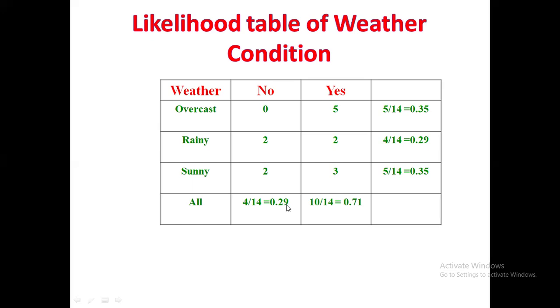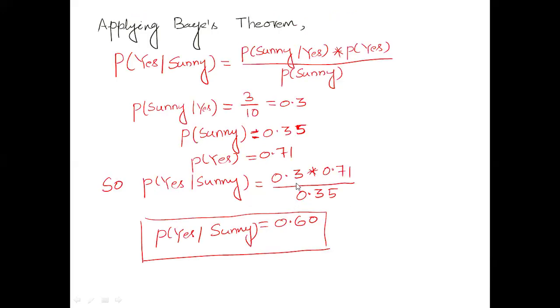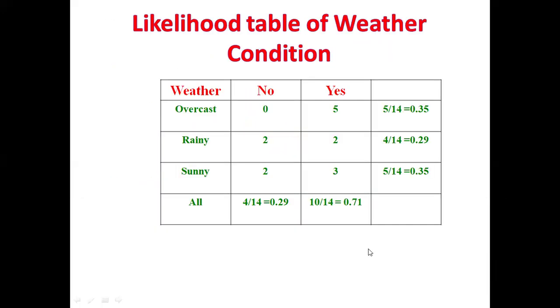And if you are adding these values, 0.35, 0.29 and 0.35, we have to get the probability value 1. Similarly, if you are adding this, 0.29 and 0.71, you have to get the value equal to 1.